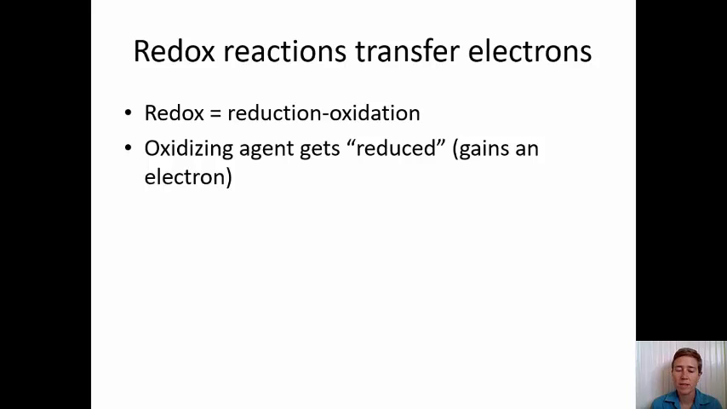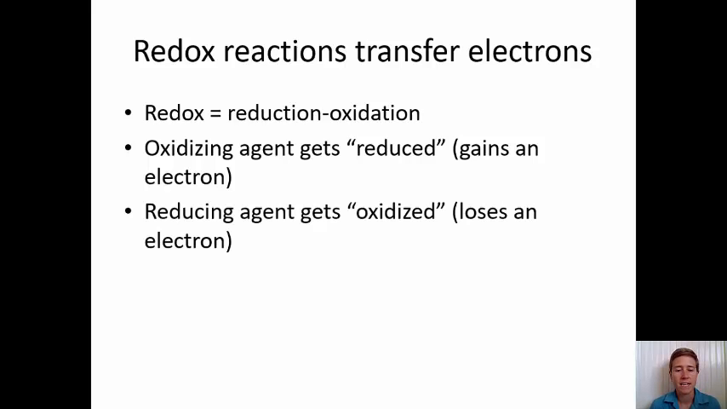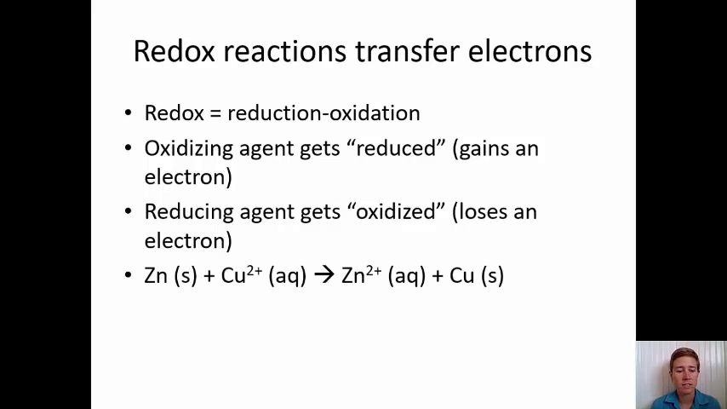Just like acid-base, where you have to have an acid and a base, there's always something being oxidized and something being reduced. The thing that is being reduced is the one that's gaining an electron, and it is called the oxidizing agent because it's causing something else to be oxidized. The thing that's getting oxidized is losing an electron, and it's called the reducing agent. A little bit more on that later.